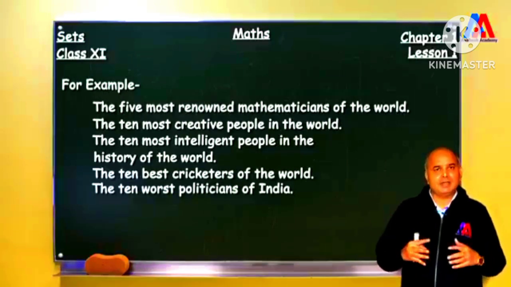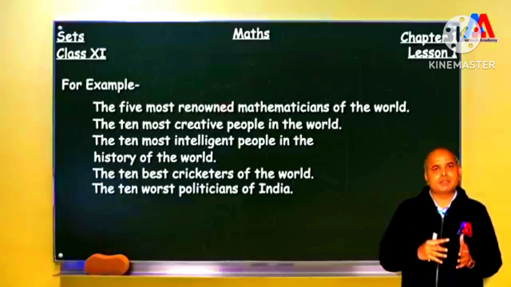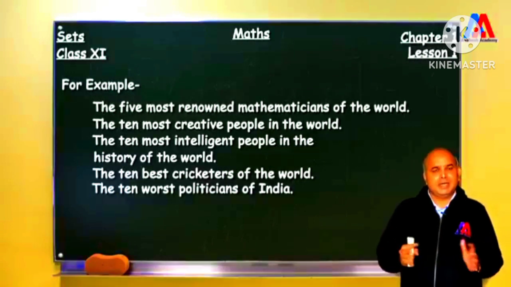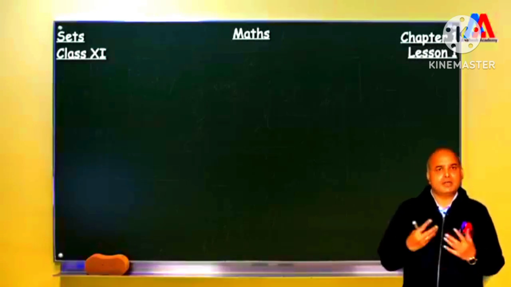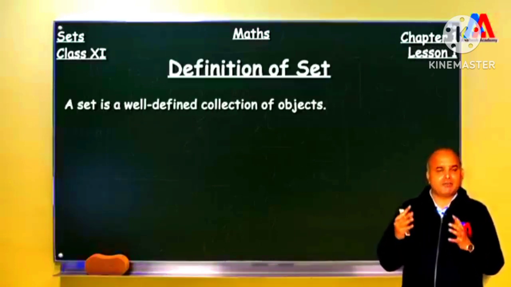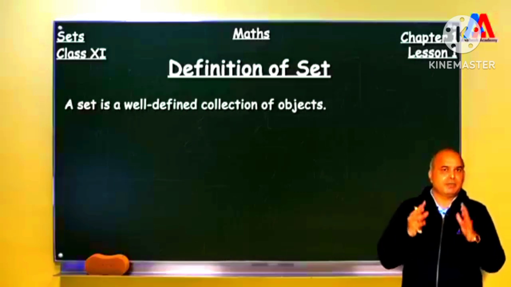In the same way, we can find many examples where there is subjectivity when we use words like most or best, and these cannot constitute a set, and we cannot define such things in set theory. Now let's go to the formal definition of a set. A set is a well-defined collection of objects. So number 1, it is a collection of objects. Number 2, it should be well-defined.